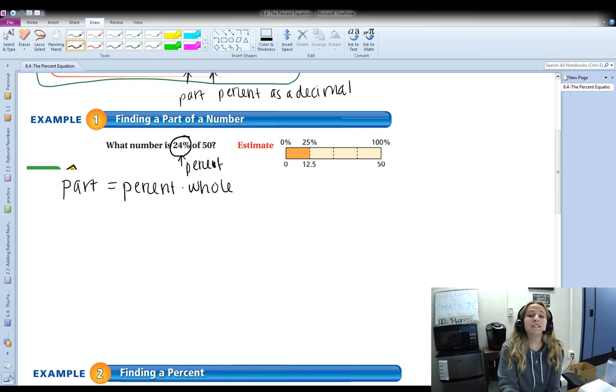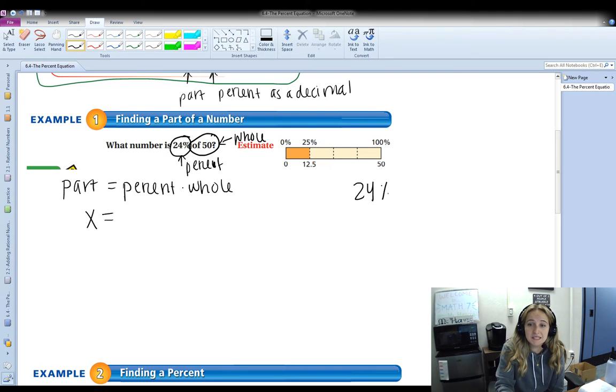Our language stays the same. We're still going to use the "of" and the "is" to help us figure out which one's the part and which one's the whole. Since this says "of 50," I know that 50 is going to be my whole, okay? So let's fill this in. I don't know my part, so I'm going to represent it with an x. My percent is 24%, but remember, you don't put the actual percent, you have to write it as a decimal.